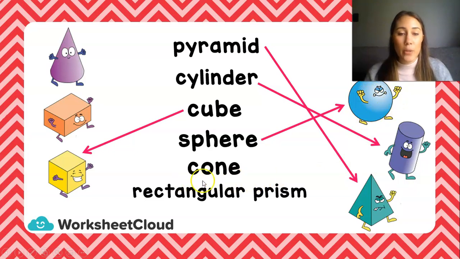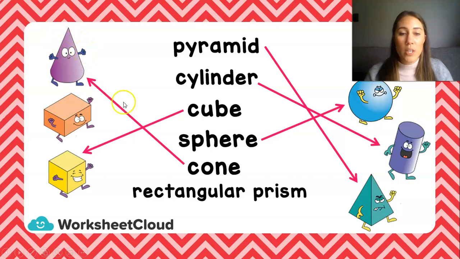Our next shape we're going to look for is a cone. And our cone over here looks like he saw something quite exciting. His eyes are quite big. And you need to imagine that you can see the bottom of the cone that is flat and the curved edges all the way around.